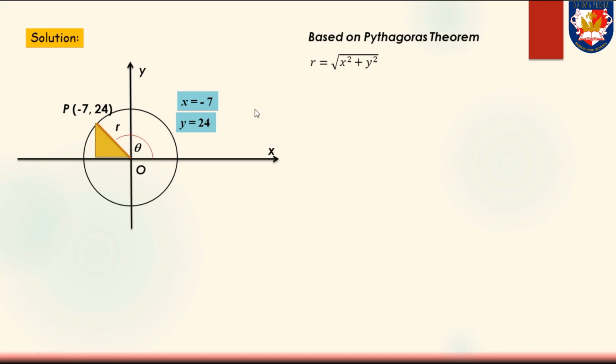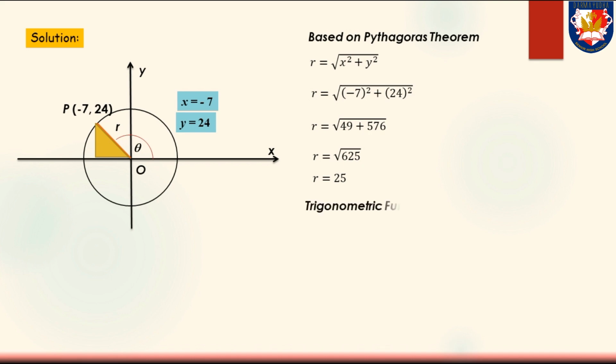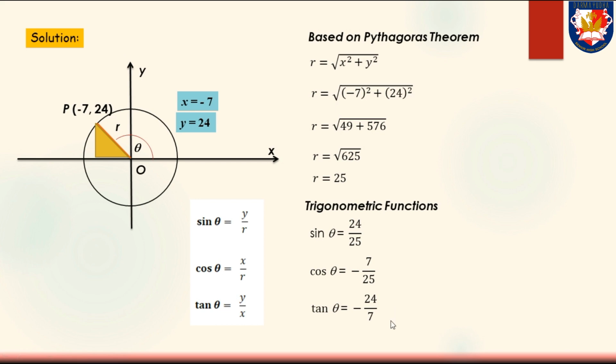Substituting the values of x and y, we have r equals the square root of negative 7 squared plus 24 squared. By calculation, we have r equals 25. From here, we will define some trigonometric functions. For sine, cosine, and tangent theta, directly substitute the values of x, y, and r. Sine theta equals y over r equals 24 over 25. Cosine theta equals x over r, so cosine theta equals negative 7 over 25. Tangent theta equals y over x, so tangent theta equals negative 24 over 7.